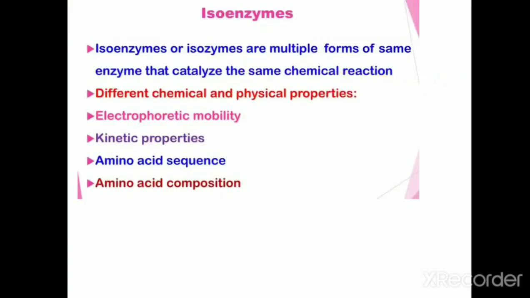So what are the features of this isoenzyme? They have different chemical and physical properties, but they catalyze the same chemical reaction. So what are the features of this isoenzyme molecule? They have different electrophoretic mobility, different kinetic properties, and different amino acid composition and amino acid sequences.